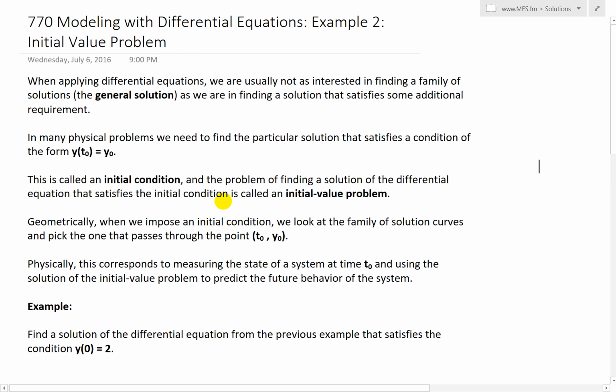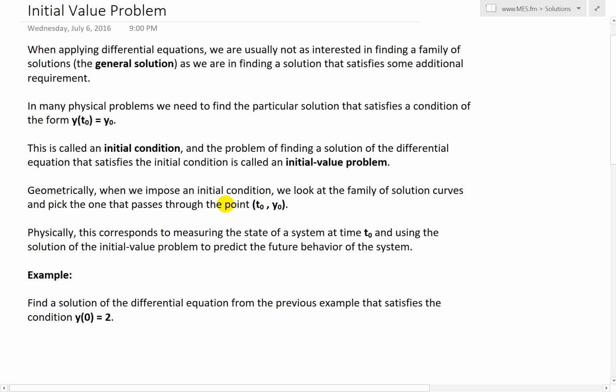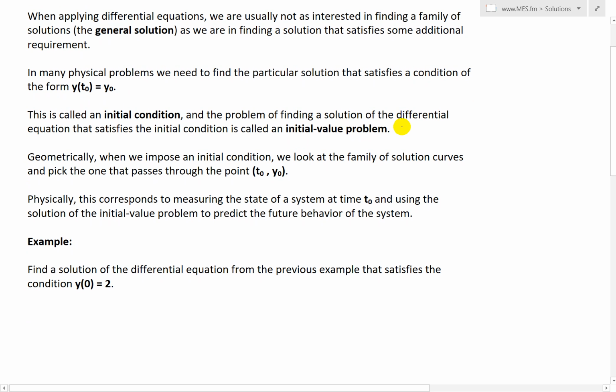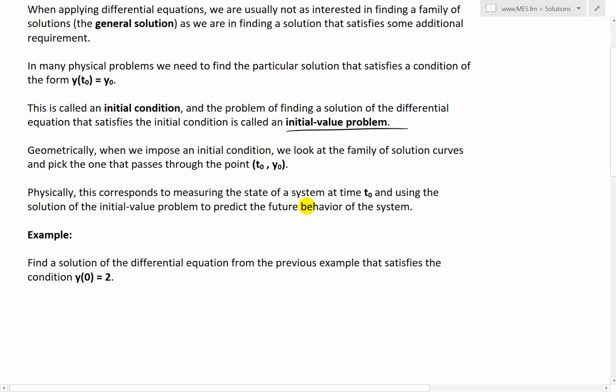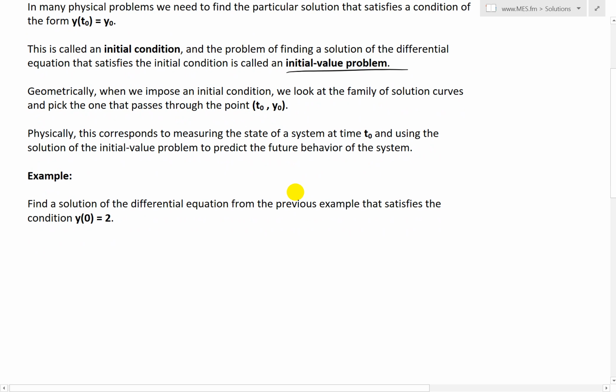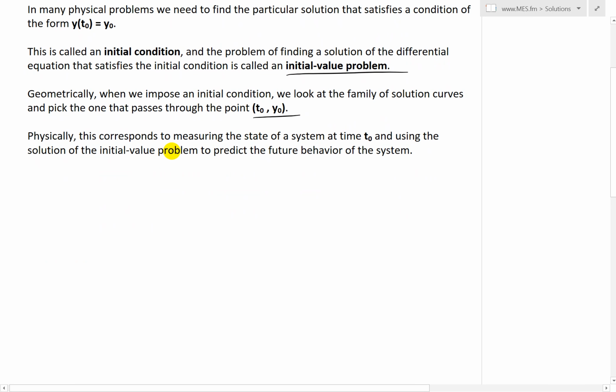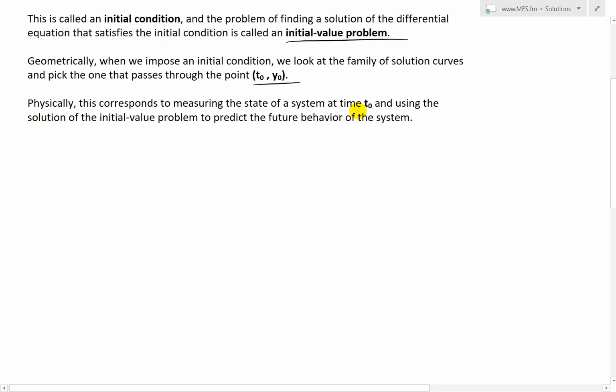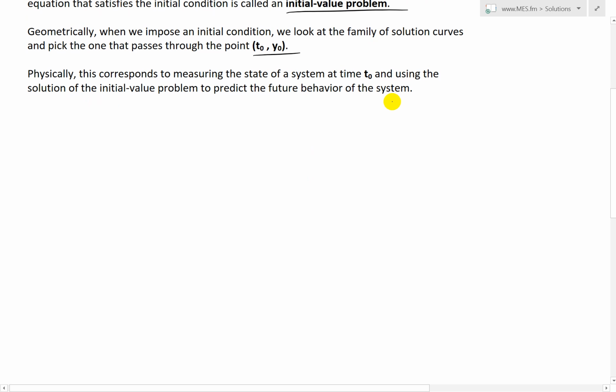So instead of finding every solution, all we want is a solution that matches whatever initial condition we have. The problem of finding a solution of the differential equation that satisfies this initial condition is called an initial value problem. Geometrically, when we impose an initial condition, we look at the family of curves and just pick the one that passes through that point if you were to graph it. Physically, this corresponds to measuring the state of a system at time t0 and using the solution of the initial value problem to predict the future behavior of that system.